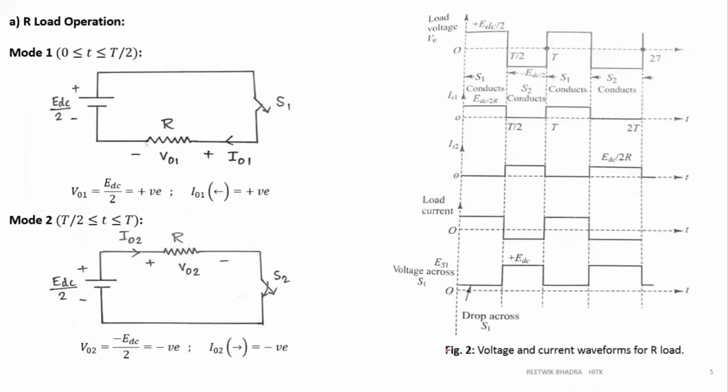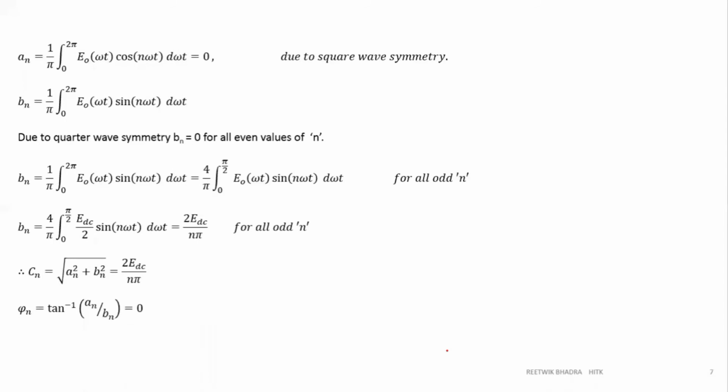This load voltage waveform has square wave symmetry, so an will be 0, and bn for all even values of n will be 0. So we have to find out all for odd values of n. You can go through the Fourier analysis which you have done maybe in circuit theory or signals and systems. For square wave symmetry an is 0, and for quarter wave symmetry bn is 0 for all even values of n.